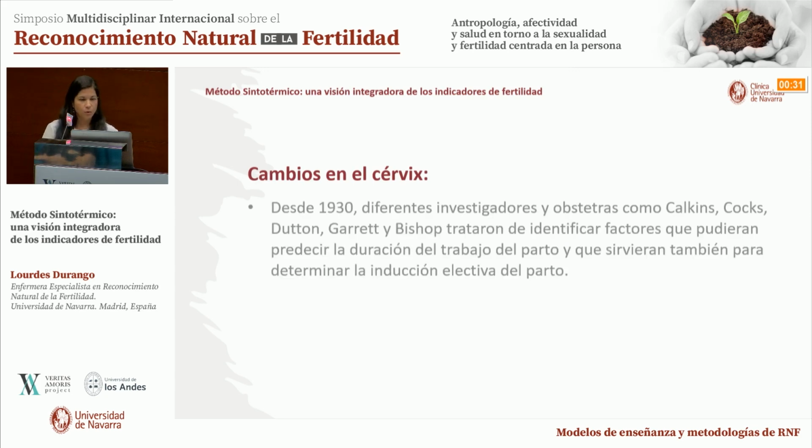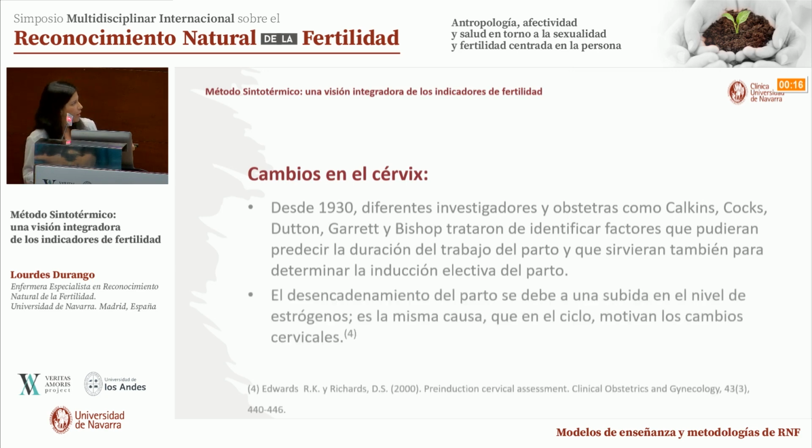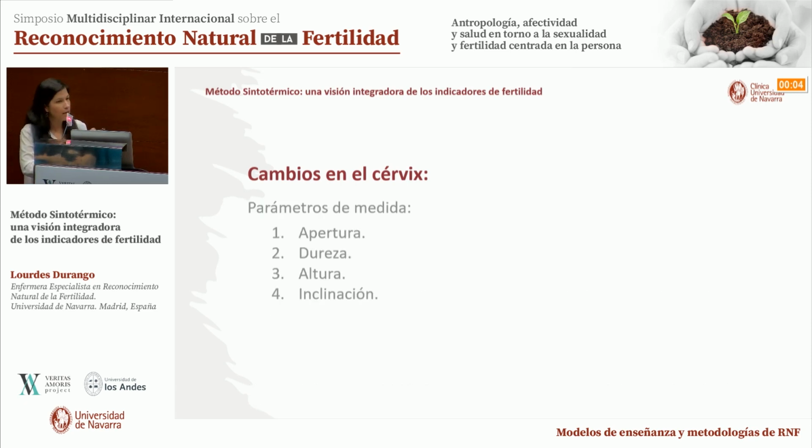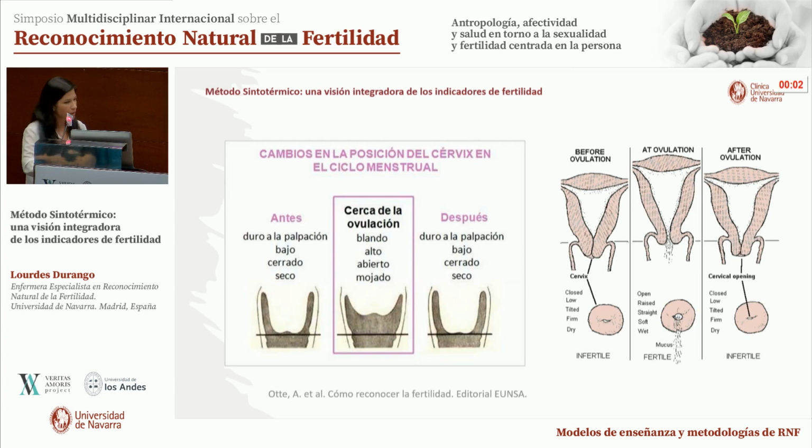These changes in the cervix, since 1930, different researchers such as Calkins, Cox, Dutton, Garrett, and Bishop tried to identify factors that could predict the duration of the labor and that are also helpful to determine the elective induction of the delivery. The triggering of the delivery is due to an increase of estrogens. It's the same cause that in the cycle is causing the cervical changes. What are the parameters that we are going to be able to determine? The opening, the hardness, the height, and the slope, or the inclination.